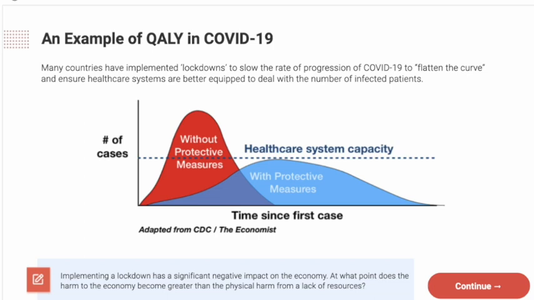Okay? So implementing a lockdown has a significant negative impact on the economy though, which is the counter argument. So it was a case of, do we want to save the economy at the expense of a large number of people's QALYs and people's lives, or vice versa?